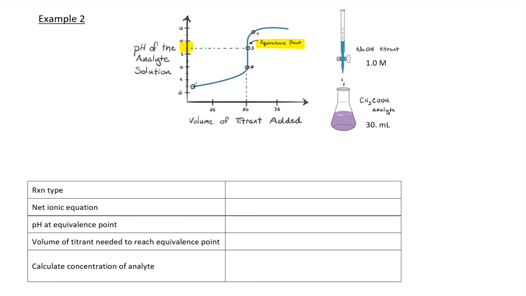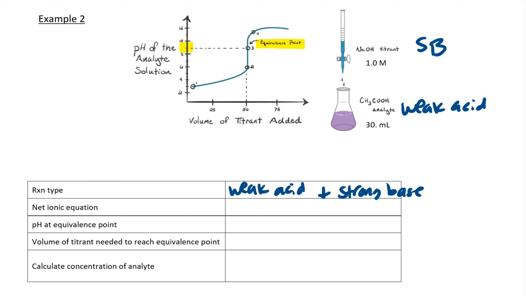We have acetic acid in the flask, which is a weak acid, and you have sodium hydroxide in the burette as your titrant, and that's your strong base. So your reaction type is weak acid being titrated with strong base. And so your net ionic equation, weak acid, you write down the entire formula, CH3COOH, plus strong base. All I care about is hydroxide for strong base, net ionic equations.